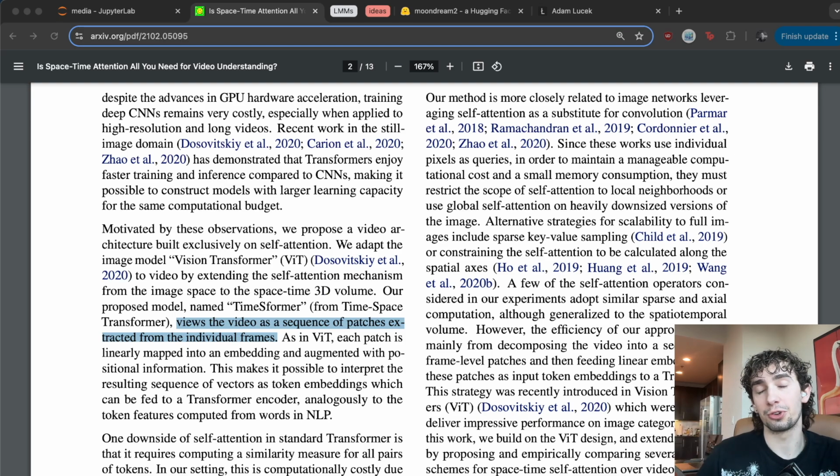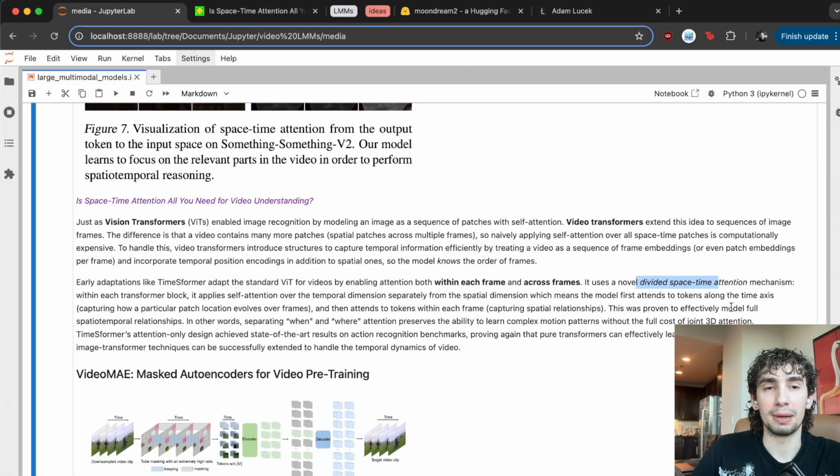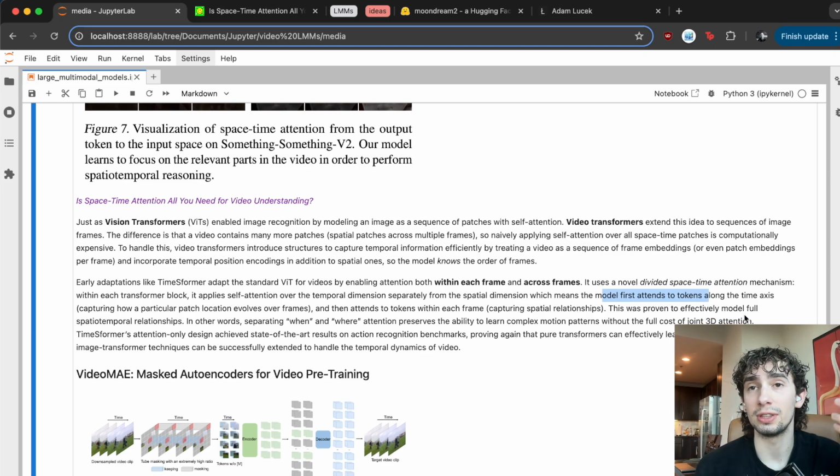So this takes the original patches of something like a vision transformer and views these more as a sequence of these patches to introduce the temporal and spatial components. Another further example of what we mean by divided space-time attention is that the TimeSFormer model first attends to the tokens, which it extracts out of the image frames, along the time axis, which captures how a particular patch or location evolves over the frames, and then attends to the tokens within each frame, which is where you get those spatial relationships that we were already starting to see in the original vision transformer.